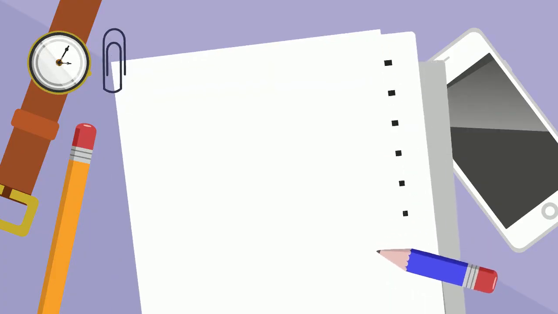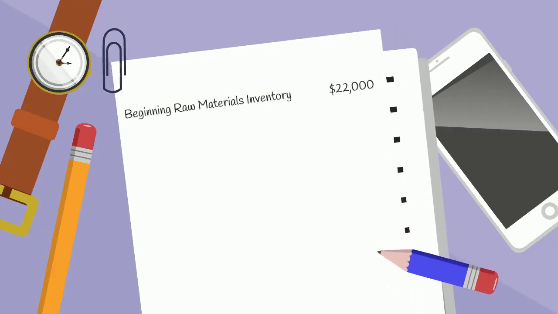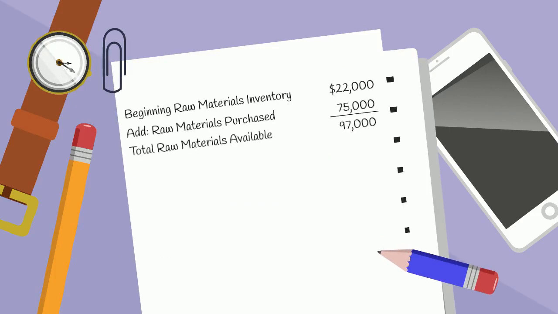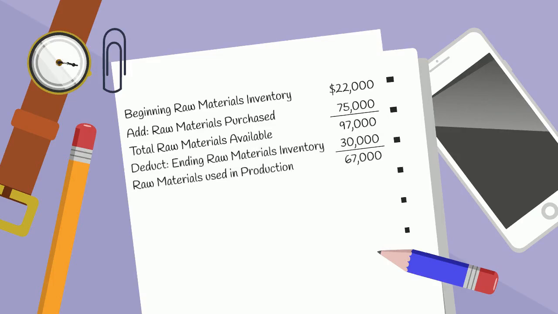To do that, we start with our beginning balance in raw materials. Did we buy any more materials this period? If so, we need to add that in to determine the total amount of raw materials we had available to use this period. Did we use all of our raw materials this period? If not, and we still have some left over, we need to subtract that amount, as it would not be part of the materials that were used this period. What we have left is the total amount of raw materials that were used in production this period.